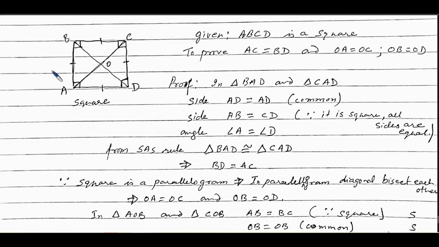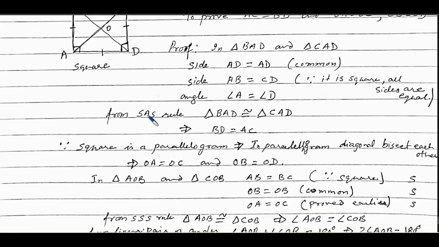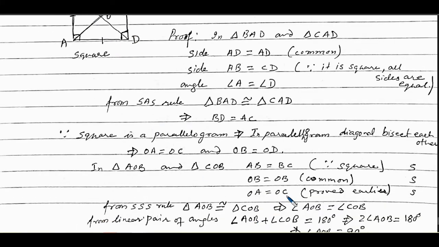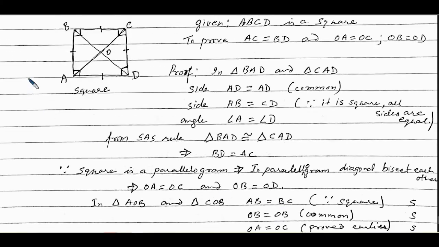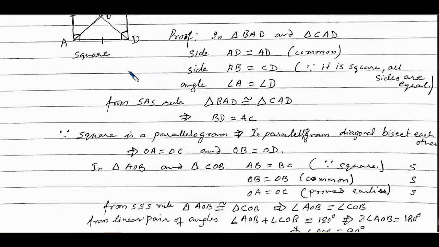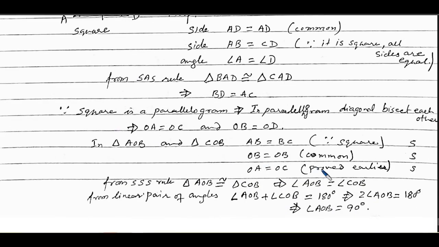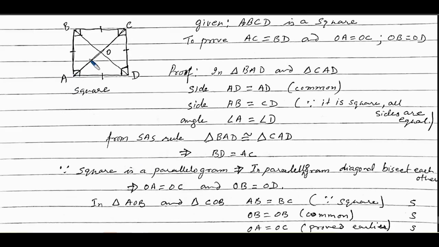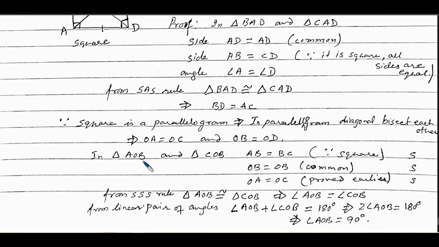Same thing I am trying to show here, that these two triangles are congruent. OA is equal to OC, because they are bisecting each other, which is proved earlier. So from the side rule, I can say that triangle AOB is congruent to triangle COB.